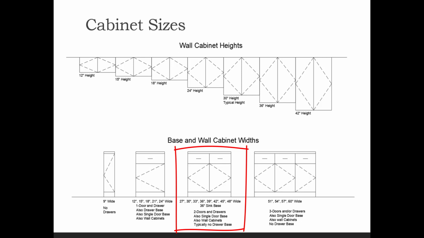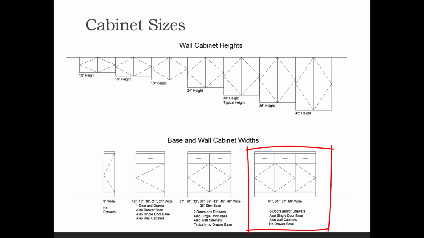The standard sink base is 36 inches wide and is usually the cabinet that you place first when designing a kitchen. Then all the other cabinets are fit around the sink base to complete the design. Usually drawer bases are not 27 inches wide or larger, but it can happen. At 51 inches, the wall cabinet or base cabinet is now so large it needs 3 doors. These cabinets are very large, very expensive, and very awkward to move, so we don't use these cabinets a lot when designing. There are times when they make the best choice though.